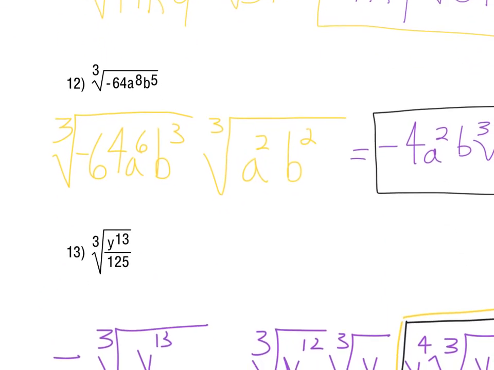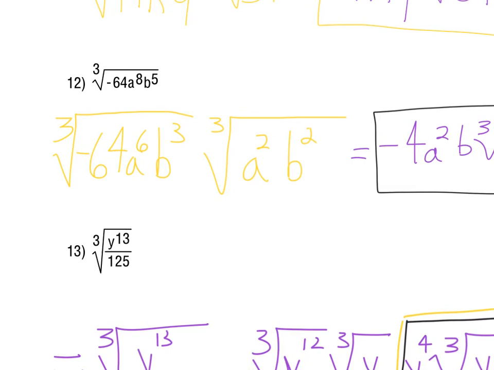For number 12, again same sort of thing, we're splitting up a cube root. One thing you could do here is pull this negative out, because you can do that with odd roots. I just decided to keep it as a cube root of negative 64 since we can cube root that. Again, with the a's, what we're trying to do is get the exponent to be a multiple of 3.